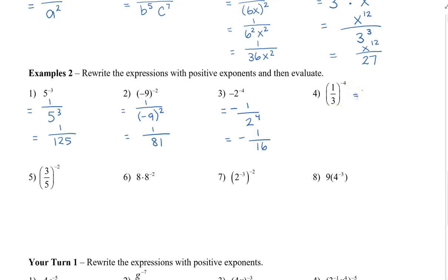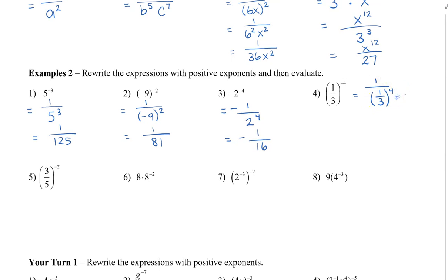So the only difference between this one and the other ones that we've done is that this one has a base that is a fraction. So if we rewrote this, don't write this yet, it's 1 divided by, and then 1/3 to the power of positive 4. Now that seems very cumbersome and very big, since we have a fraction within a fraction.